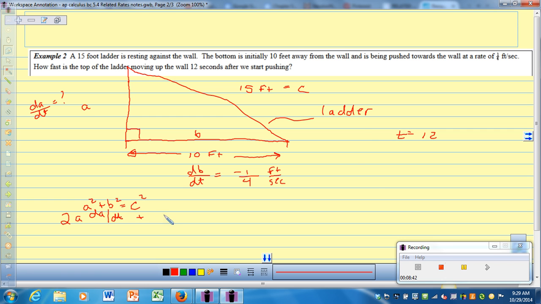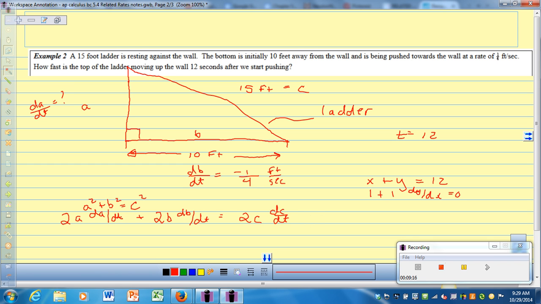How do we get that? How do we take the derivative of x plus y equals 12 when we do it implicitly? We get 1 plus 1 dy/dx, right? Equals 0. We're doing the same thing, but with respect to time. Okay. All right. So we have 2a dA/dt plus 2b dB/dt equals 2c dC/dt.